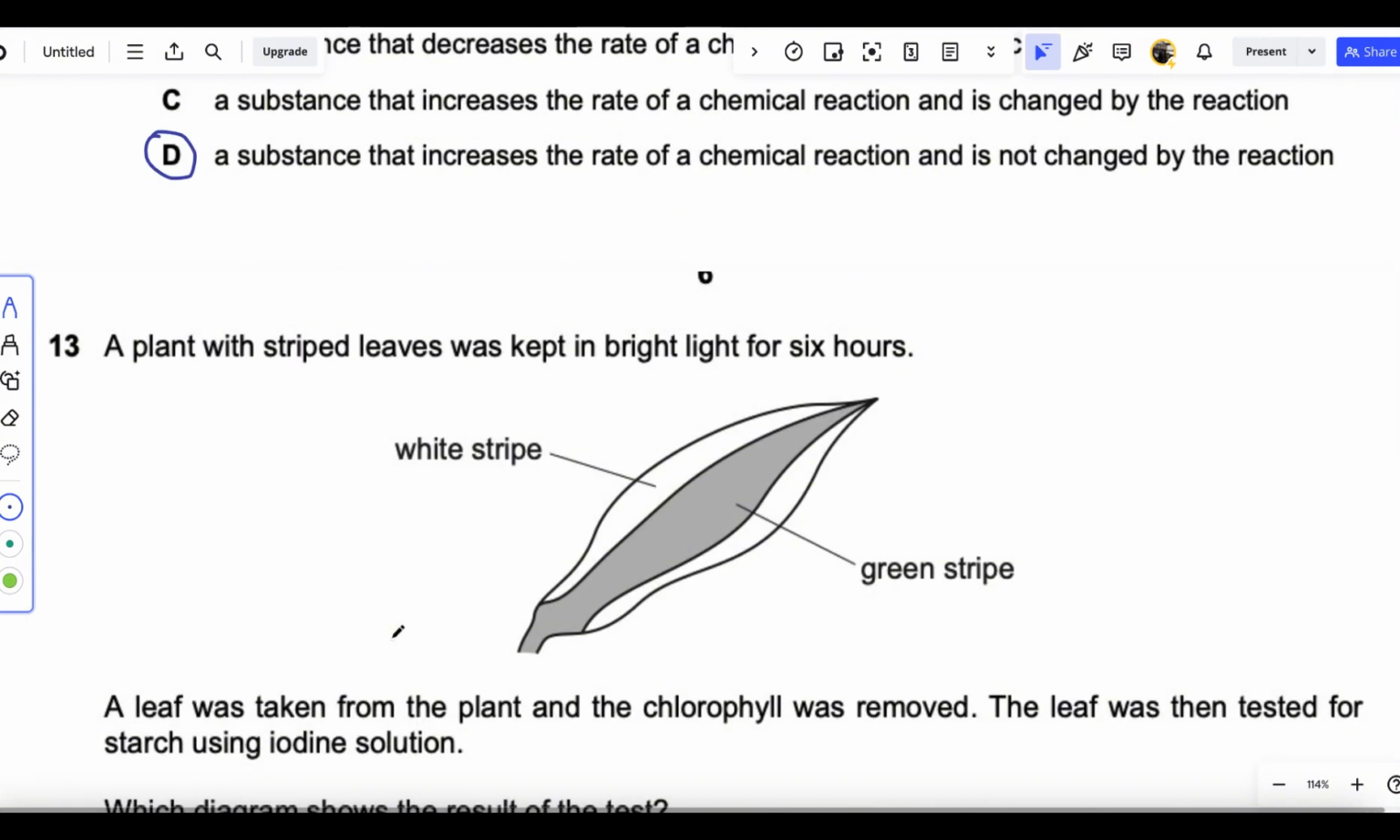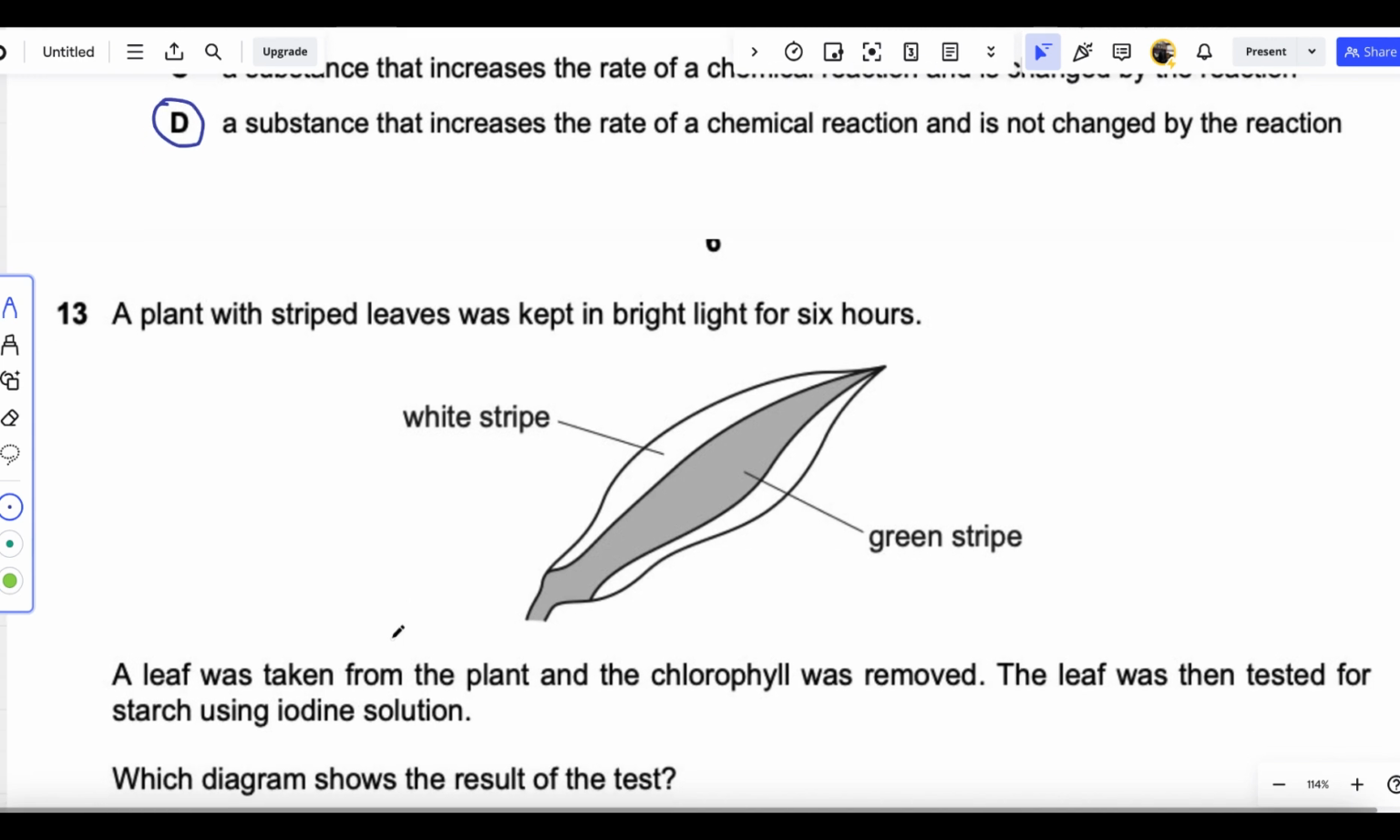Now let's go to question 30 as fast as we can. A plant with a striped leaf was kept in bright light for 6 hours. This is the white stripe and this is the green stripe.